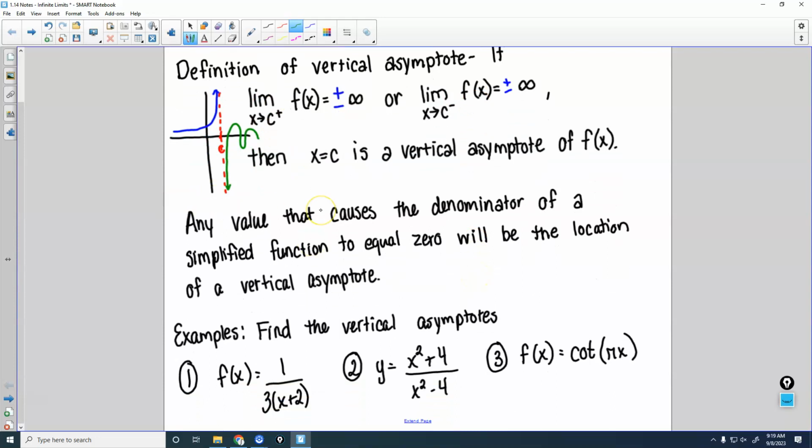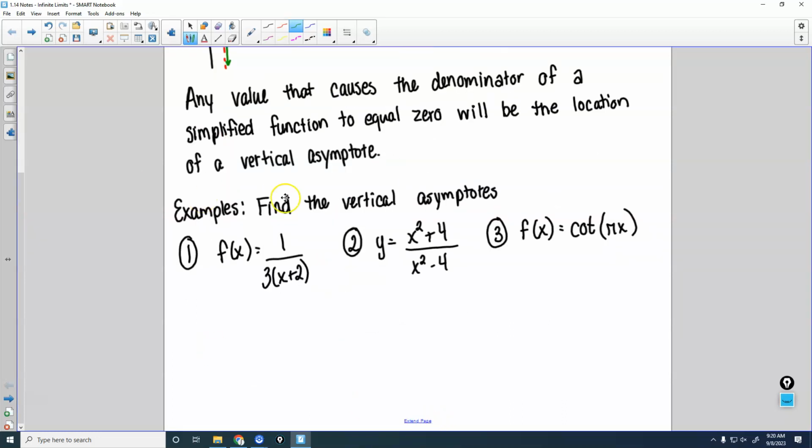So any value that causes the denominator of a simplified function to equal 0 will be the location of a vertical asymptote. We've already done this a little bit. We were looking at discontinuities in one of the earlier sections, finding where we had vertical asymptotes. These are not dealing with limits. These are just asking us for those vertical asymptotes.